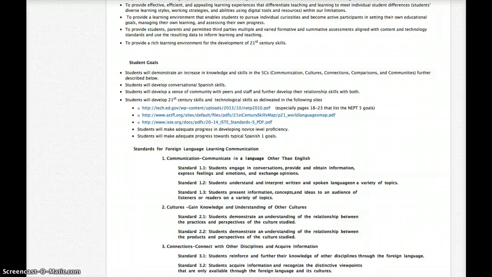I referenced 3 websites. The first website lists the 5 NETP goals on pages 18 through 23. The third takes you to the International Society for Technology in Education, the ISTE standards, and the other site more specifically addresses how such standards can be intertwined with second language curriculum. These 3 sets of goals are defined by these 3 websites and will be aligned with my curriculum.